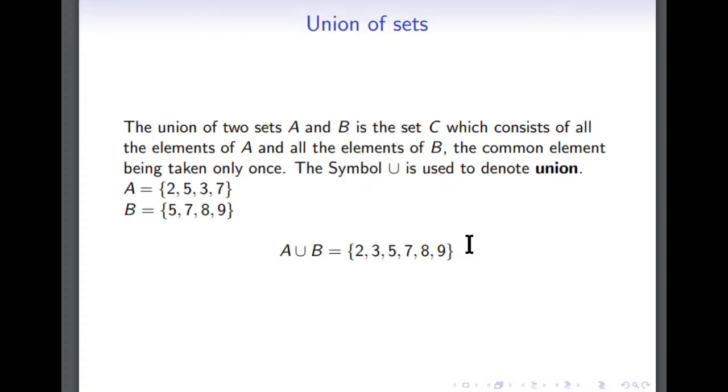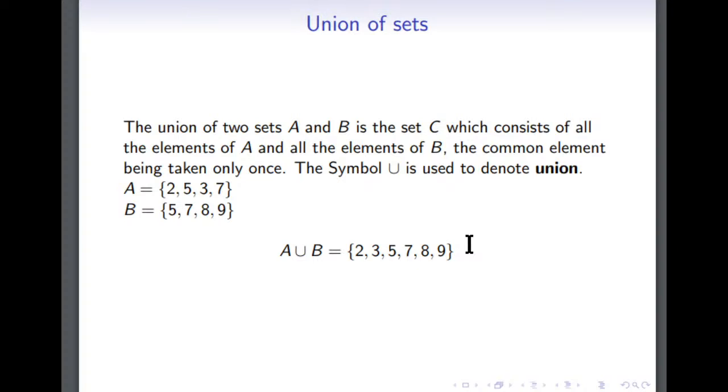Next, union of sets. The word union says something combining, correct? So what is the union of sets? It says when I combine two sets collectively, that's the union of sets. What does the definition say? The union of two sets A and B is the set C, which consists of all the elements of A and all the elements of B, the common elements being taken only once.